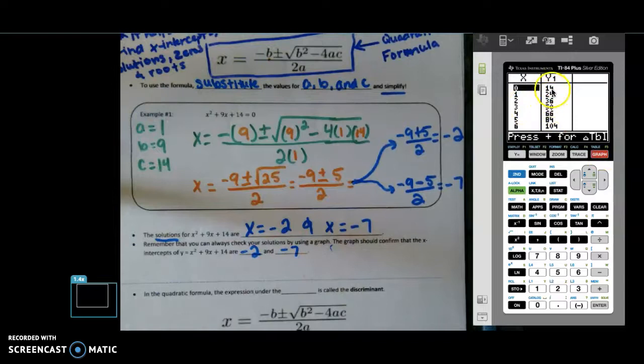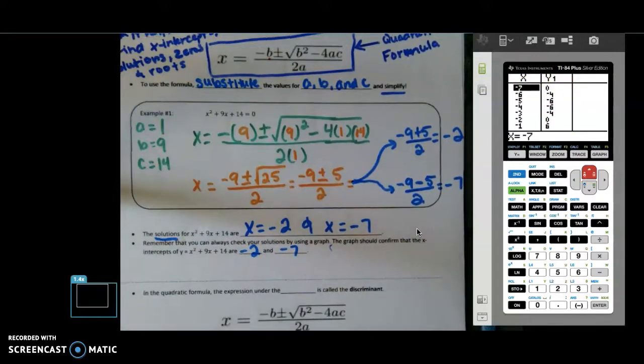In the second graph, your table, you want to look when y is equal to 0. So negative 2, 0. That's the x-intercept. And then we also said it was negative 7, right? Let's check for negative 7. Negative 7, 0. You see when y is 0, that's your x-intercept. Now I want you to try doing one on your own.